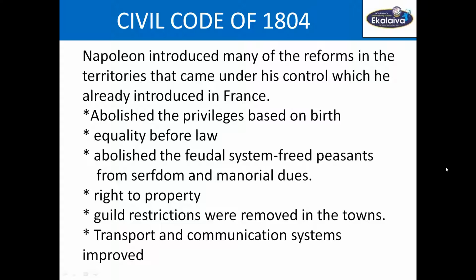So, Civil Code of 1804. Now, Napoleon had a lot of territories under his control. He introduced many reforms that he had already introduced in France to the other neighboring countries.